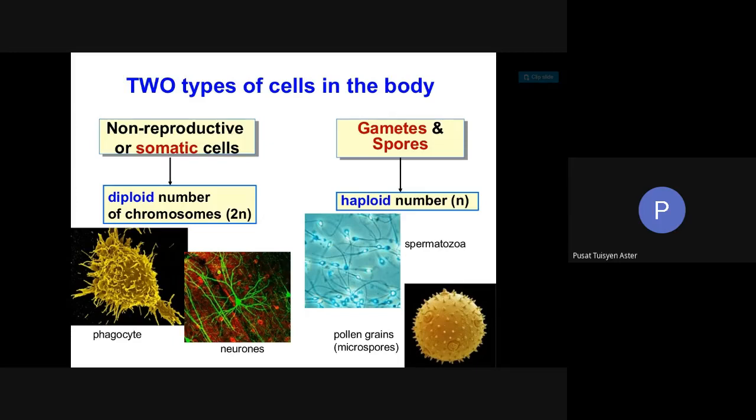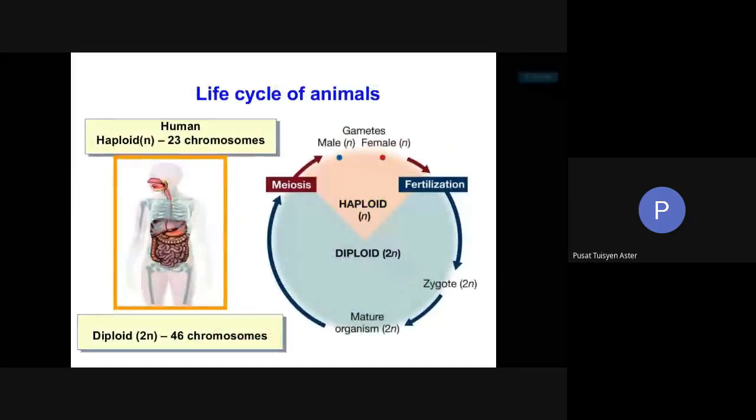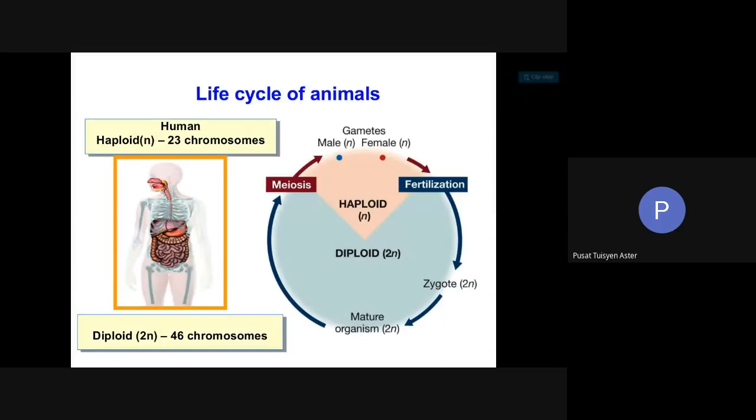Pollen grains. Pollen grains is something Form 5 students will learn in the plant topics, right? So plants also go through this, microorganisms, humans, animals, everything. Life cycle of animals, let's talk about humans. Haploid, 23 chromosomes, diploid, 2N, so the total is 46 chromosomes, right? Now, gametes, male, female, fertilization, meiosis, haploid, diploid, mature organisms, zygote. Okay, this may look very crazy. Let's take it slowly. Gametes, I've told you already, male gametes, female gametes, right?